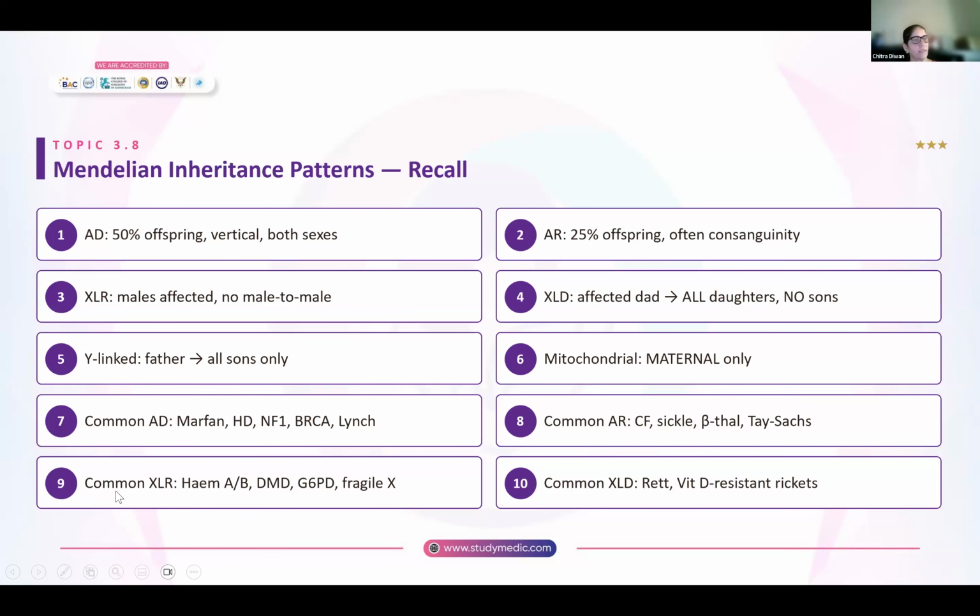Common X-linked recessive are hemophilia A and B, muscular dystrophies, G6PD, and Fragile X. Common X-linked dominant are Rett syndrome and vitamin D resistant rickets.